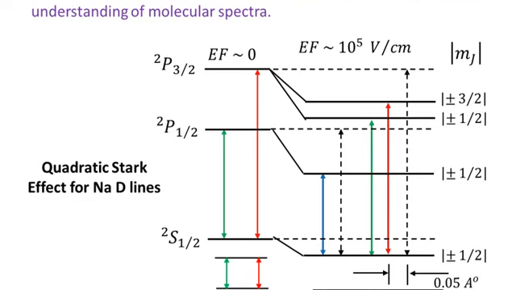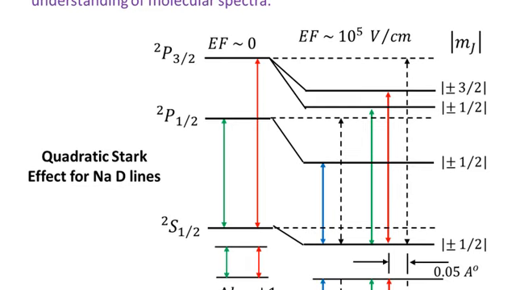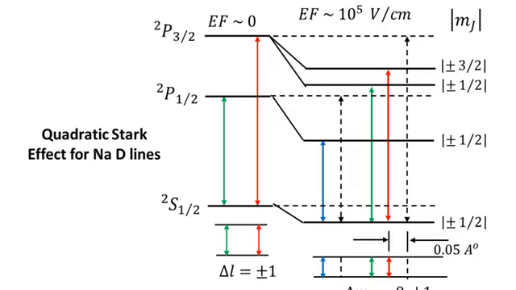Here I am going to discuss the quadratic Stark effect for the sodium D lines. There are two sodium D lines, the D1 line and the D2 line. For the sodium atom, we have seen that the ground state is 2S1/2, and the first two excited states are 2P1/2 and 2P3/2. This is the case when there is no electric field.